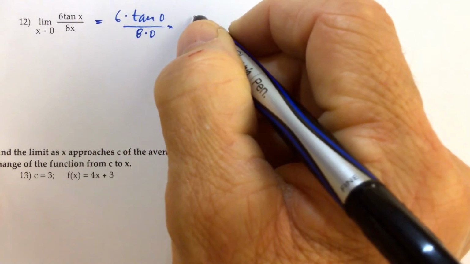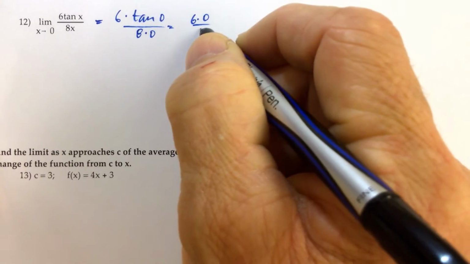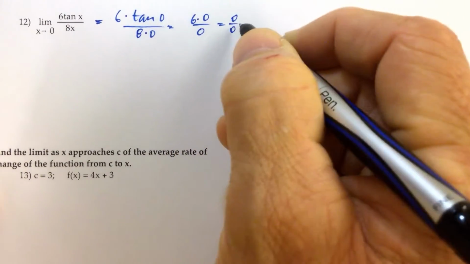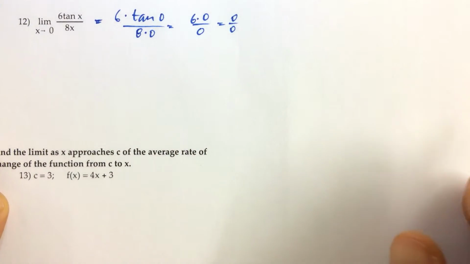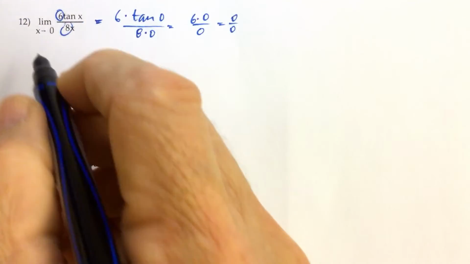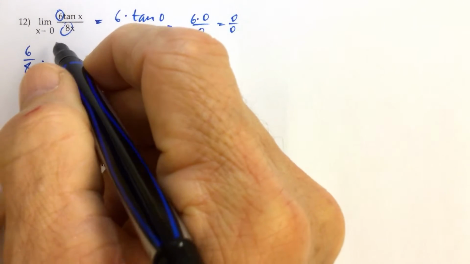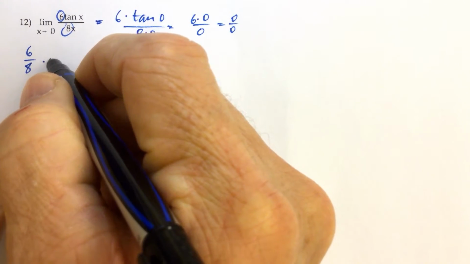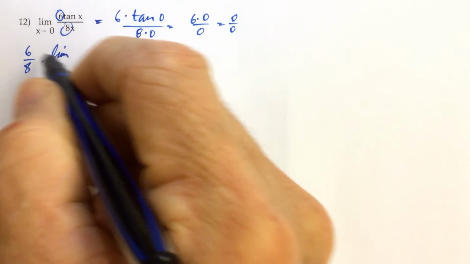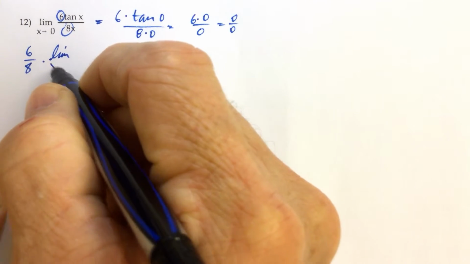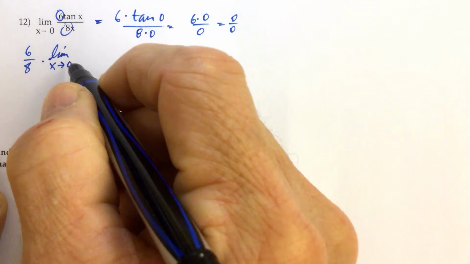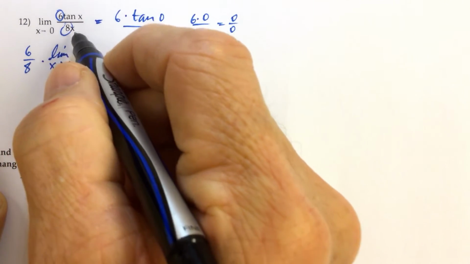Well, the tangent of 0 is 0. And 8 times 0 is also 0. So we get that indeterminate form 0 over 0, which means we have to do something. We're going to take this 6 and the 8 and bring them out to the front. So we're going to factor out using that property I mentioned in the last video. And so we have 6 over 8, and I know that can be 3/4, but for right now we're just going to leave it alone. Limit as x approaches 0 of the tangent of x over x.